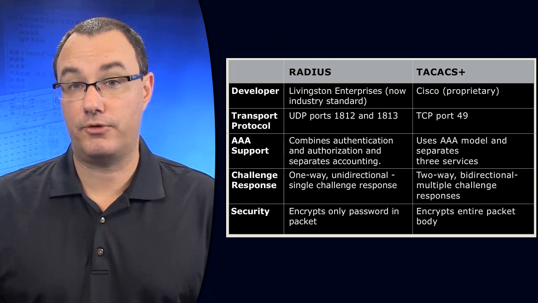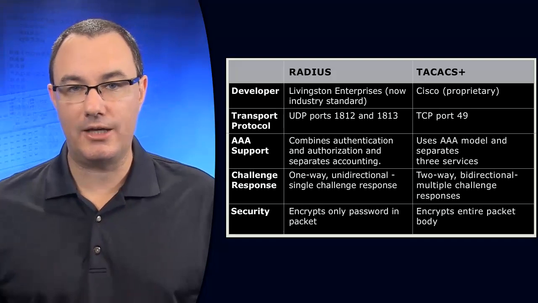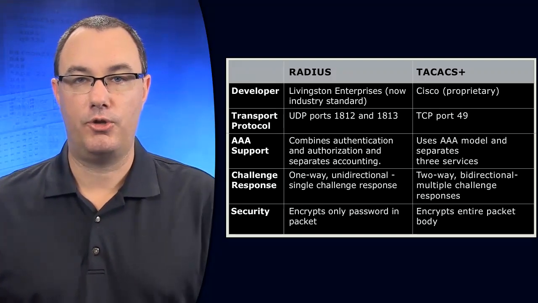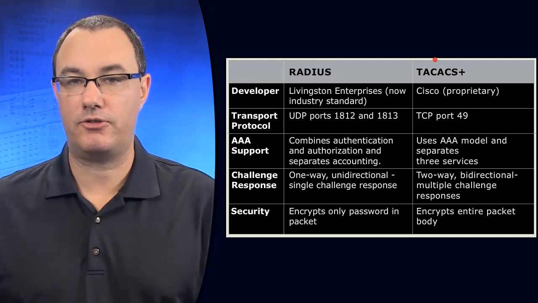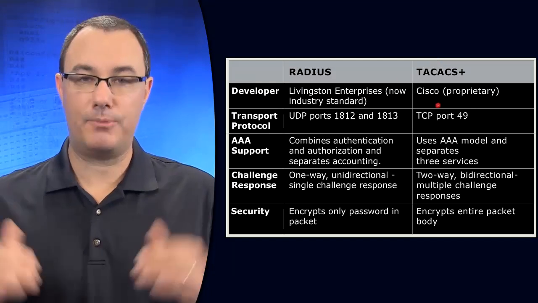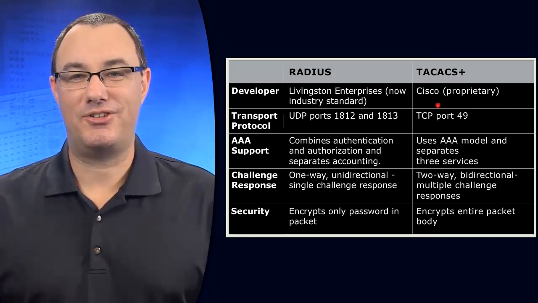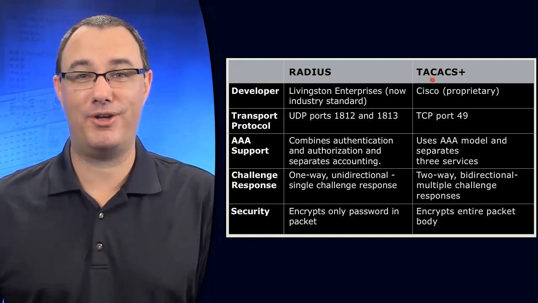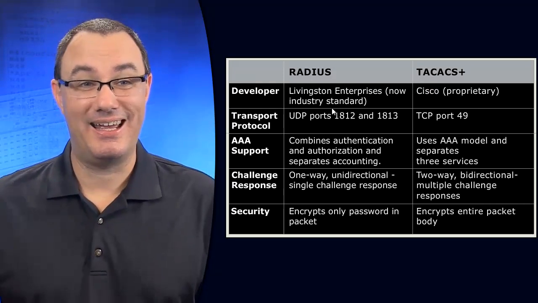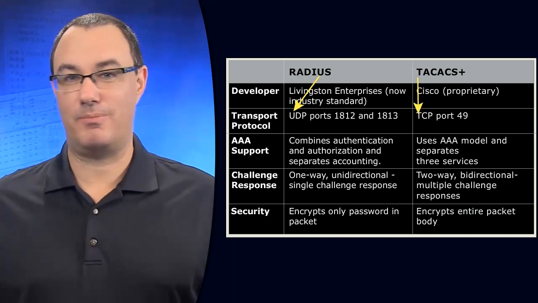I'd like you to know the differences between AAA's two big protocols for us, Radius and TACACS+. Radius is a standard. TACACS+ is Cisco proprietary. It's the first row right there. Absolutely things you want to know. Second thing, Radius uses UDP. TACACS+ uses TCP. I've got a great way for you to remember that. Radius has a U. TACACS+ has a T.